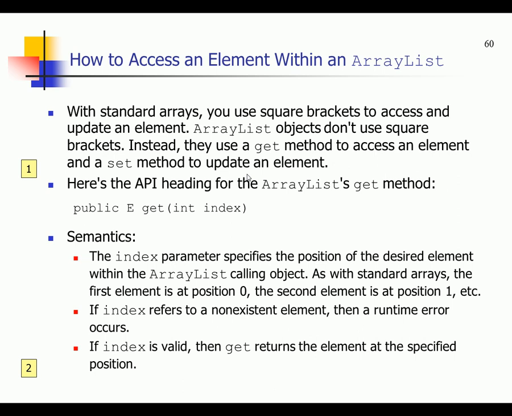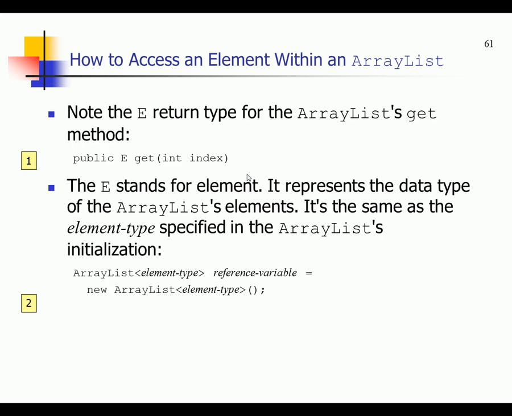So the index parameter is the index of the item. Again, starting at 0, the second one's 1, so on and so forth. That didn't change. If it doesn't exist, it's going to fail. If it's valid, you get the element at the position. He doesn't give us any examples of those. Now, there's no E as the return type for it. What he's showing us here is the API or the method call header, so we know what it is. So the get method here will return the element at index of type E, whatever type E happens to be. The E stands for the element, and represents the data type, which we just mentioned.